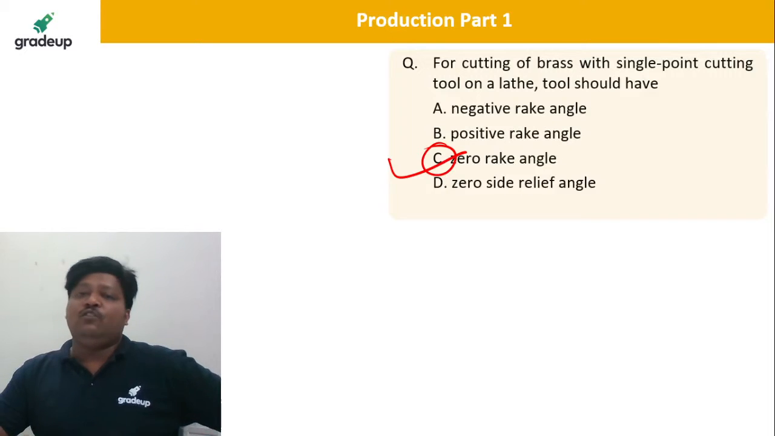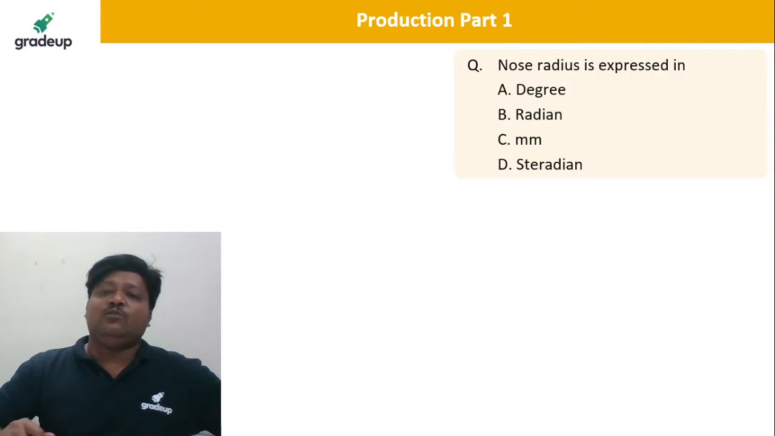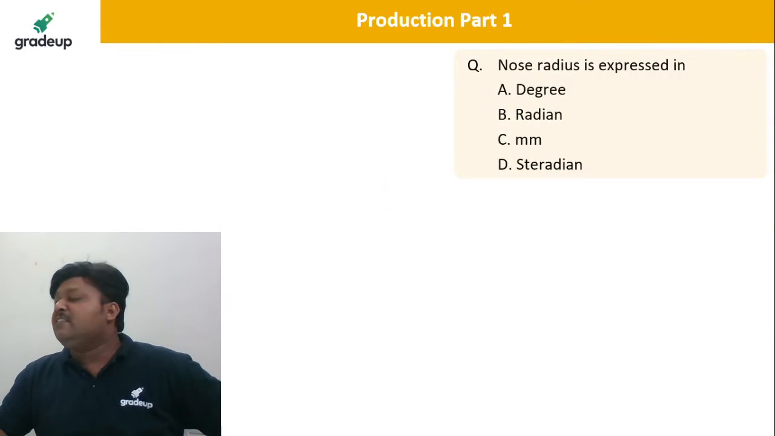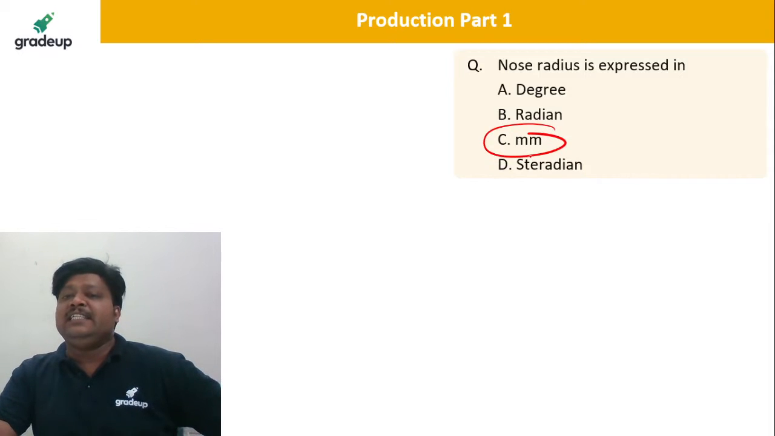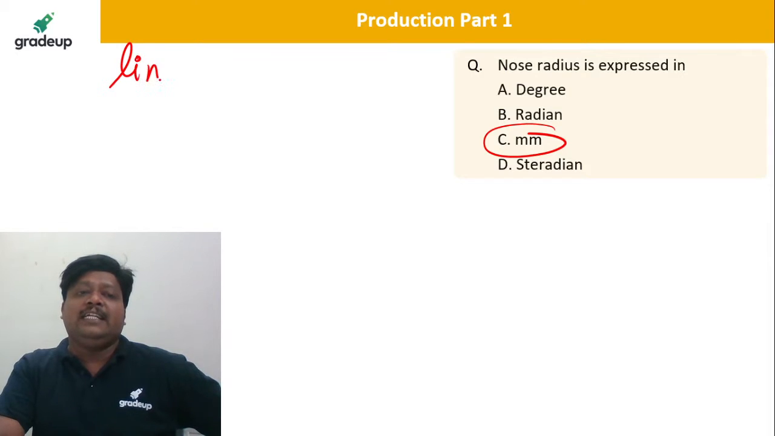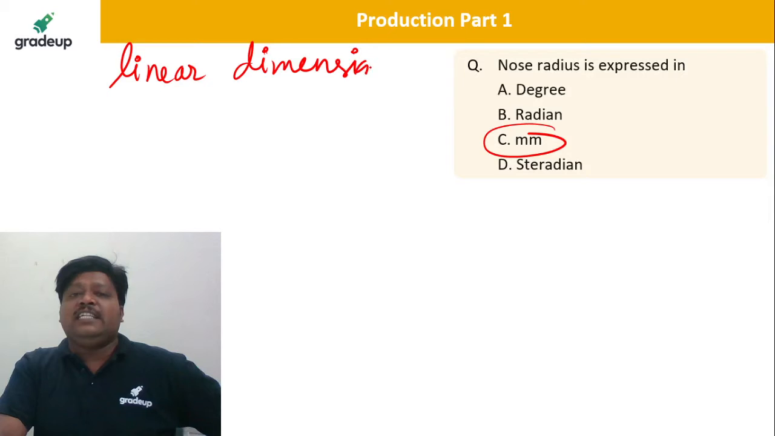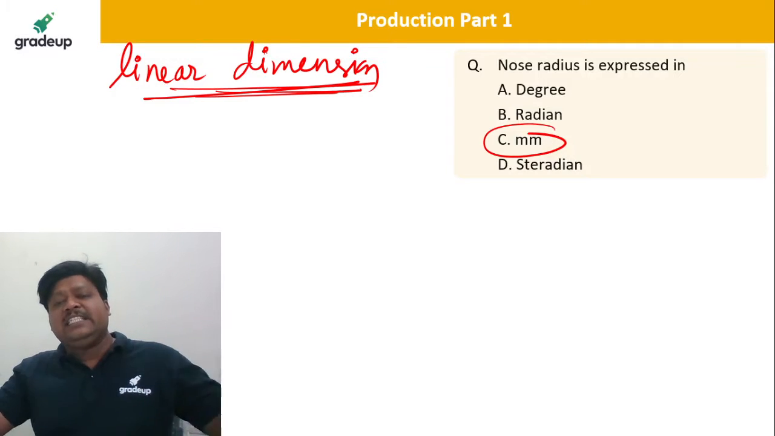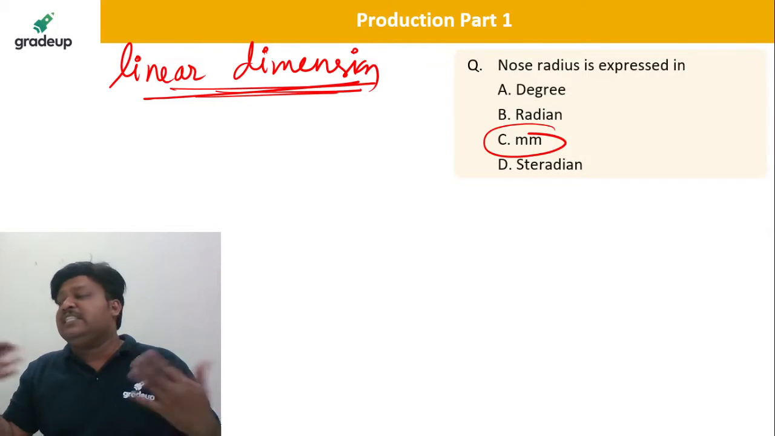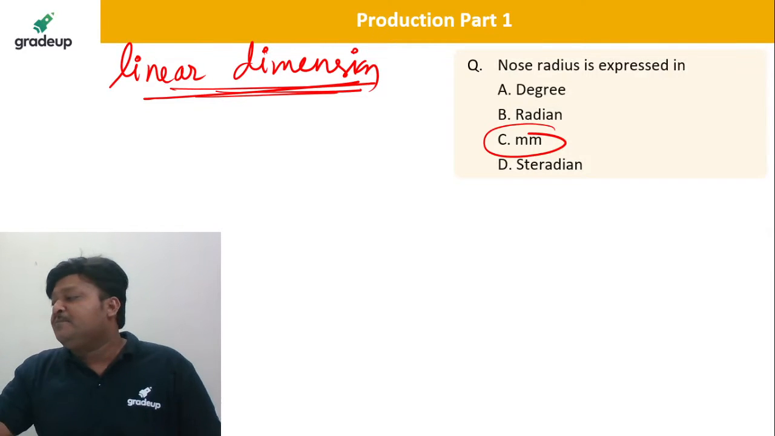Anurag, very good. Go for the next question. Nose radius is expressed in the nose radius. Just now I told you generally it is a linear dimension. Don't forget, it is a linear dimension here. So that is the reason why it is not changing in the American Standards Association designation of the tool and in the orthogonal rake system. In ASA and in ORS it is the same only. It is not changing because it is a linear dimension. It is not an angle.